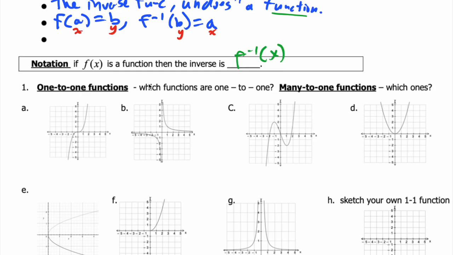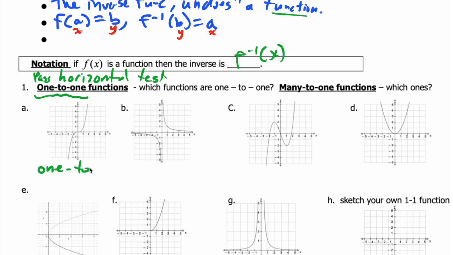For a function to have an inverse, it needs to be one to one. That means for each y value, there's only one x value. So it needs to pass the horizontal line test, we call it. If you look at the first function, I can draw a horizontal line and it hits one point everywhere on the function. That means this function is one to one and it has an inverse.